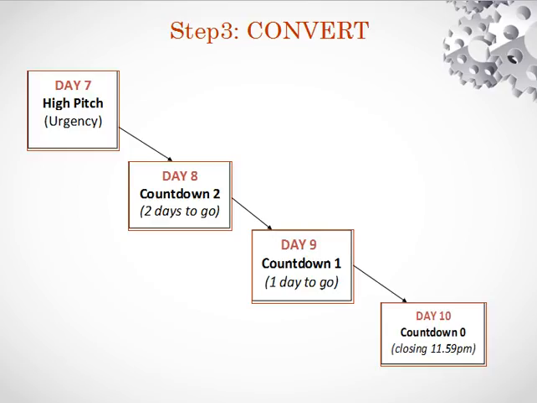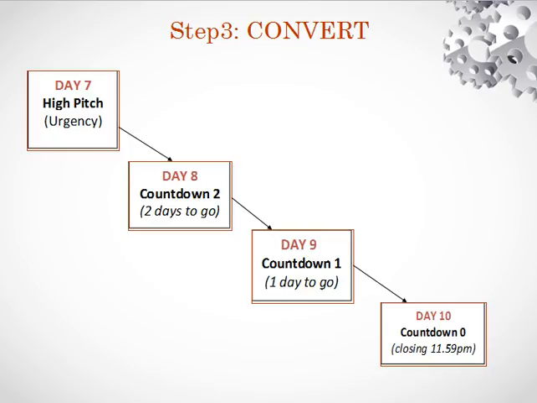So on day 8, you have 2 days to go. On day 9, you have a day to go. On day 10, you have count 0, and it ticks and winds up at a particular time. You understand? So you're creating actually a real kind of urgency, an urgency that winds up and closes up at a particular time. You understand? And that's what you do.